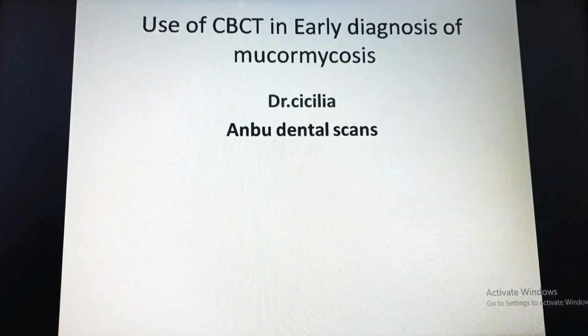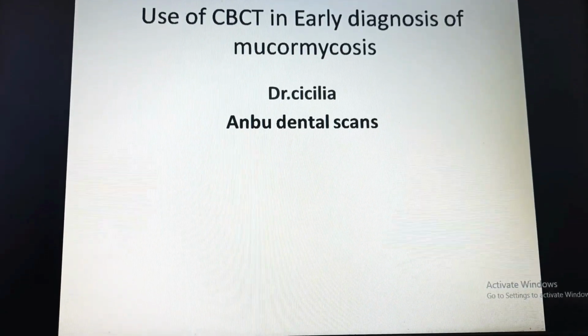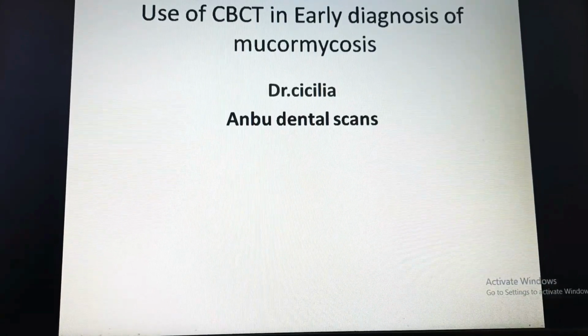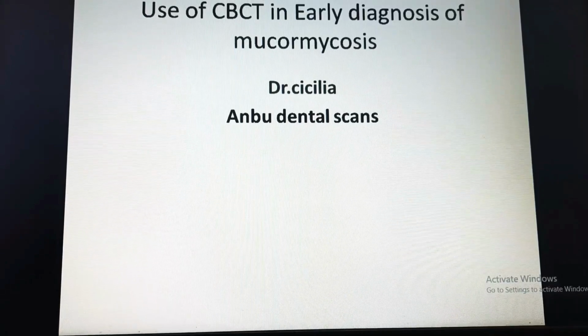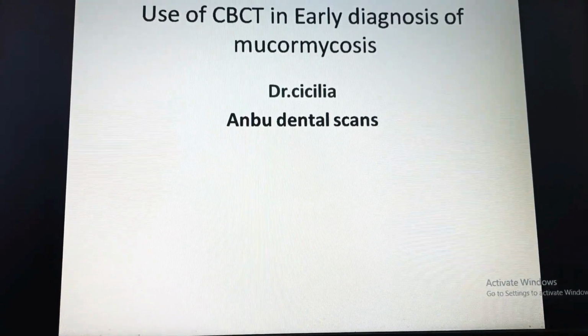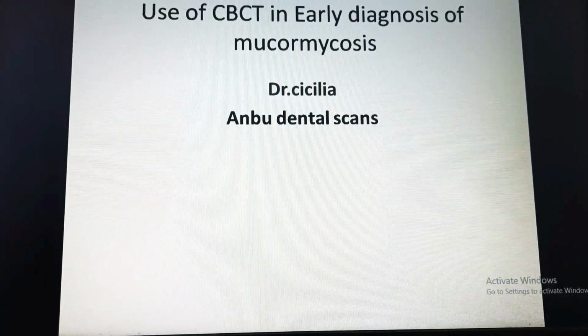As the number of mucormycosis cases is increasing, I would like to highlight a few points on the use of CBCT in the early diagnosis of mucormycosis. CBCT plays a very major role in the diagnosis, determining the prognosis, and treatment planning for the rhino maxillary form of mucormycosis. Of course, there are many forms of mucormycosis, like rhino cerebral orbital, rhino maxillary, cutaneous, and other disseminated forms.